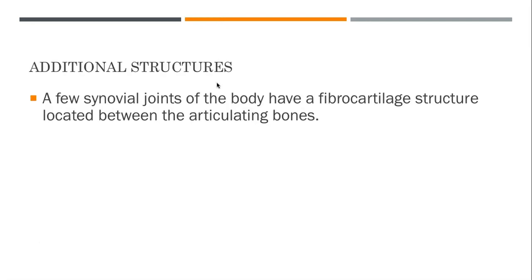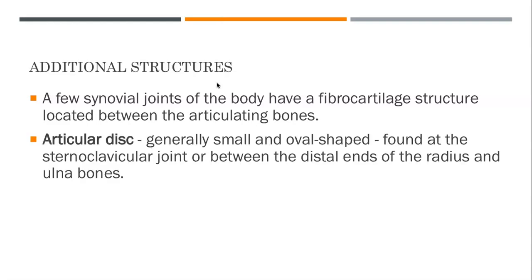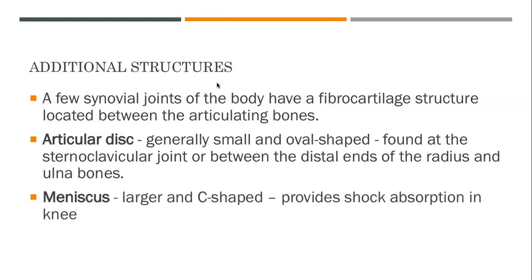So let's talk about some additional structures that are involved here. A few synovial joints in the body have a fibrocartilage structure located between the articulating bones. There's two types. The first is an articular disc, which is generally small and oval shaped. You'll find one at the sternoclavicular joint or between the distal ends of the radius and the ulna. And the other is a meniscus, which is larger and C-shaped, and that provides for shock absorption in the knee. That's one example. And then there are things called bursae.